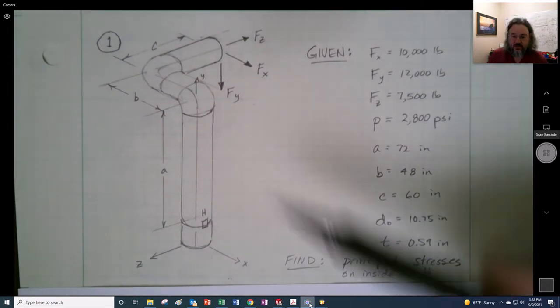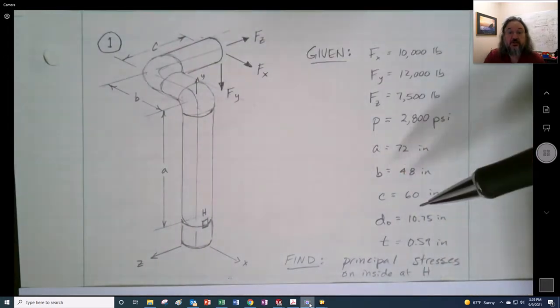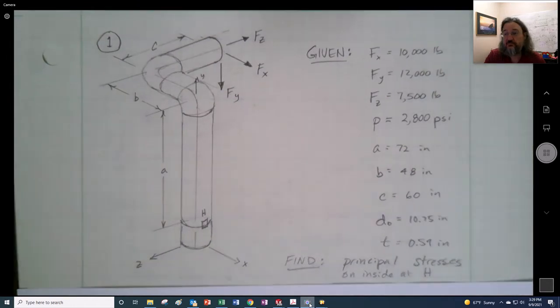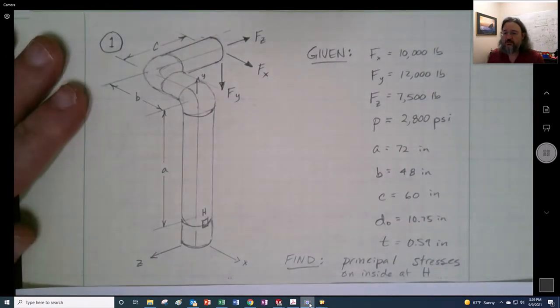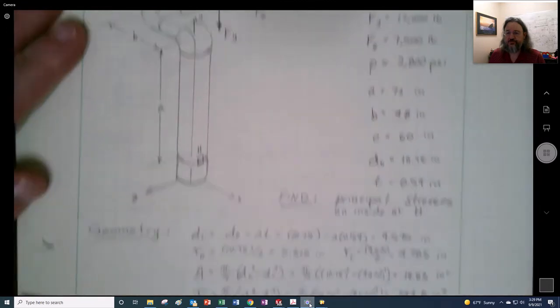I didn't do a great job on my sketch right there. I could have done better, but better than most, right? So here's all the givens and the find.